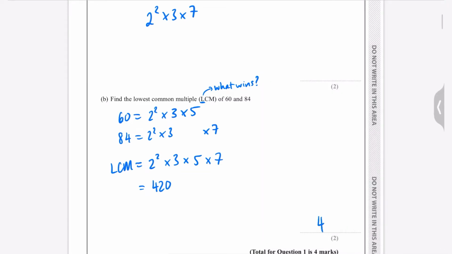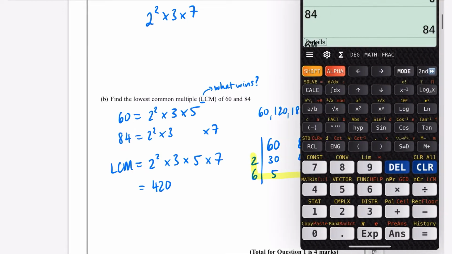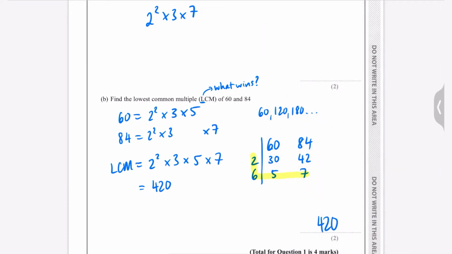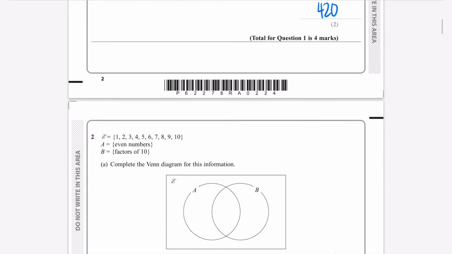Now there's lots and lots of ways you could do this. You could list out all of the multiples of 60, so you could go 60, 120, 180, etc. You could also do this other method that I've used, where you take 60 and 84 and divide them by different numbers. So here I'll divide by 2 to give me 30 and 42. I can see they're both in the 6 times table. 30 divided by 6 is 5 and 42 divided by 6 is 7. And then the lowest common multiple is the L shape all multiplied: 2 times 6 times 5 times 7, and you get the same answer. So I've got lots of different methods there, and if you check out the playlist on my homepage, you'll see all the different ways that I answer those lowest common multiple questions.